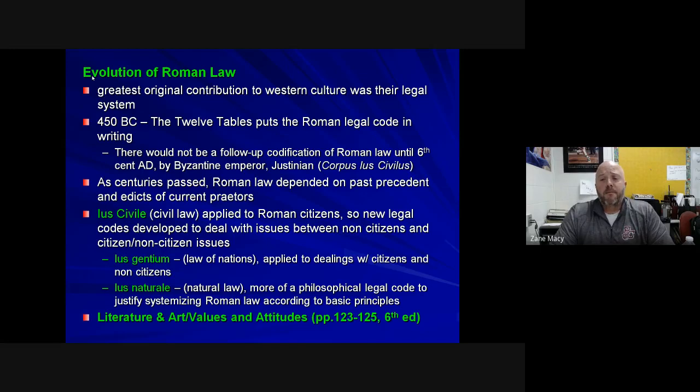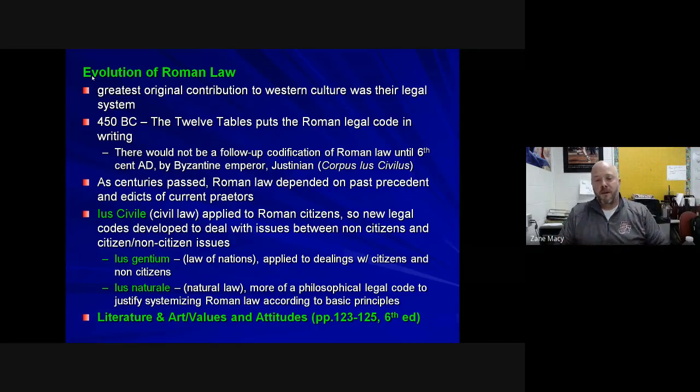But the Byzantine emperor in the 6th century AD, Justinian, ends up recodifying, because again, over 1,000 years, tons of laws were passed. And when you have laws that were written in 420 BC and laws that were written in 420 AD and they conflict with each other, well, some people might be looking at old legal codes and still going by these laws that are 800 years old in some cases.